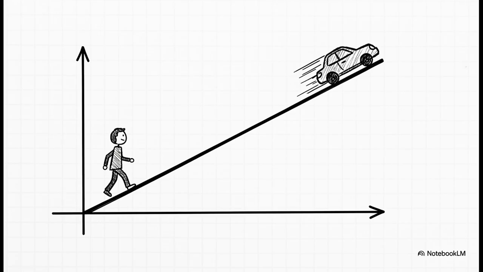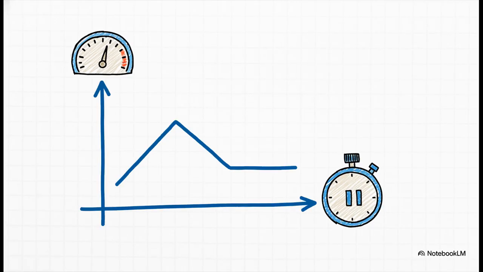And here's the real magic trick. The steepness of that line, what mathematicians call the slope or the gradient, is the speed. Think about it. Slope is just rise over run. On this graph, that's the change in distance divided by the change in time. That is the literal formula for speed. So cool.